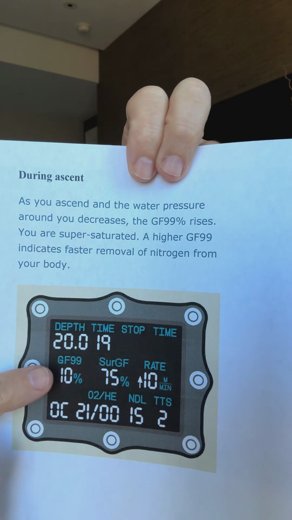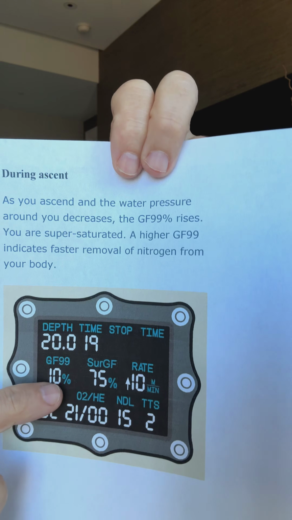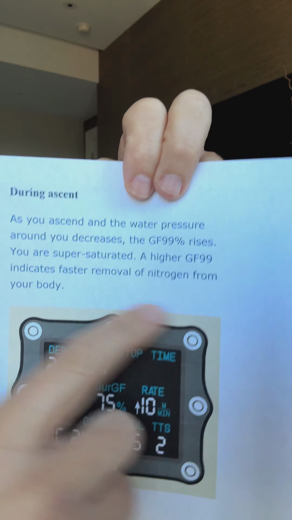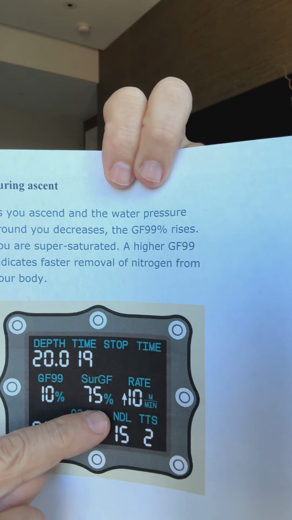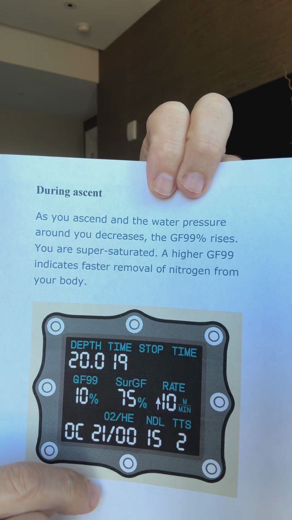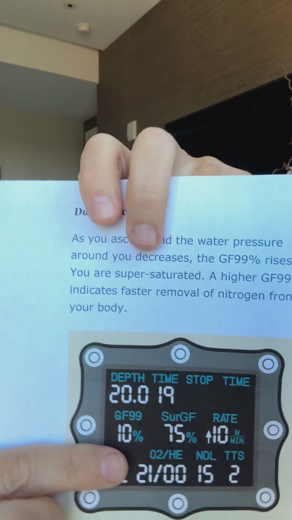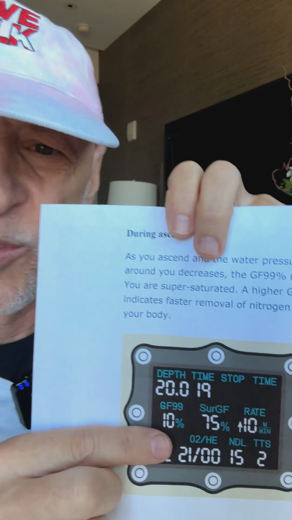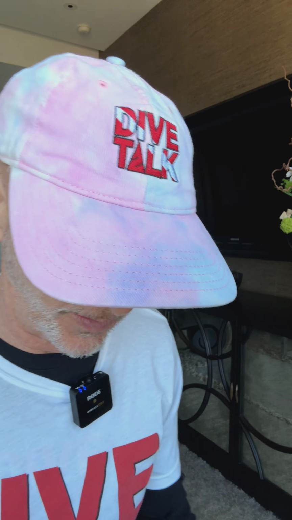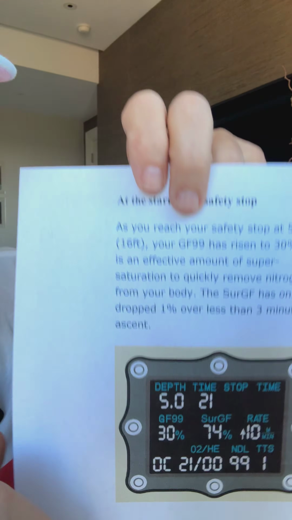Make sense? So we're watching this number and saying, all right, how fast do I want to remove nitrogen from my body? How is that impacting surface gradient factor? And you can control that. Should your gradient factor 99 be higher than 10%? Lower than 10%? You've got to look at that. He puts in some rules of thumb and says to try to have your gradient factor 99 at about half of your high gradient factor. See what happens at the start of the safety stop now.